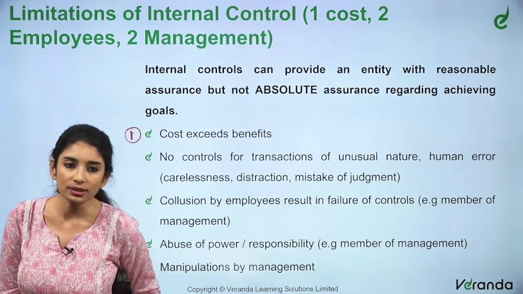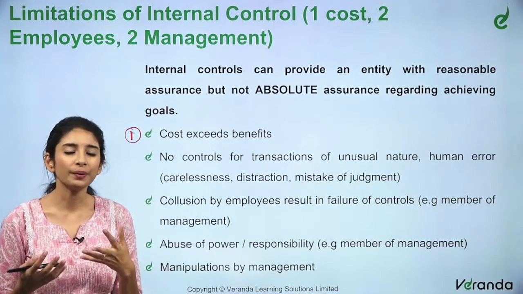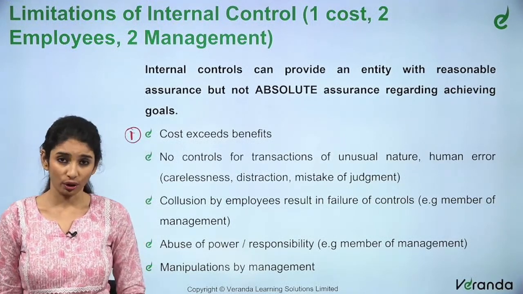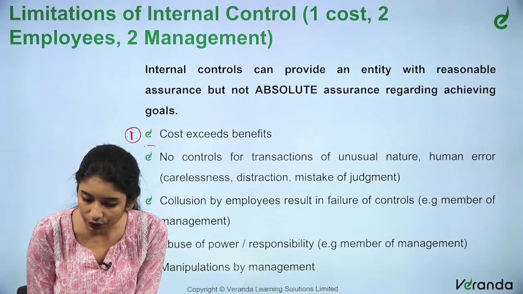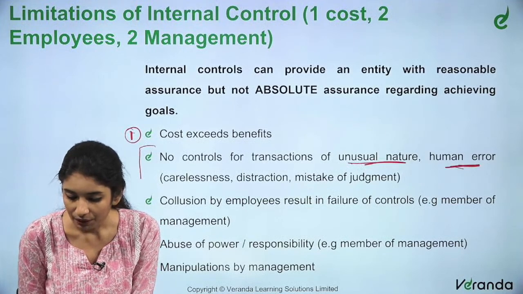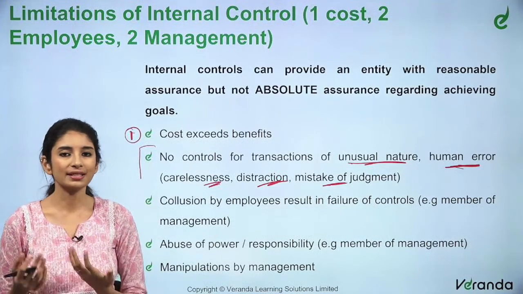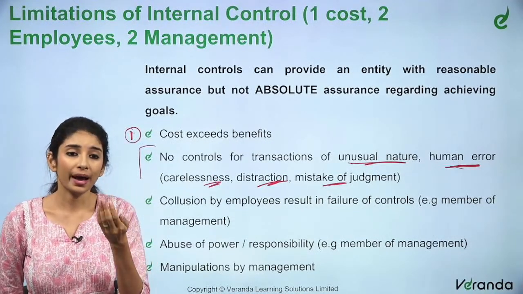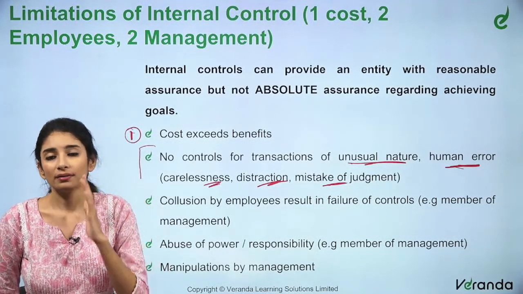I have good controls in place, but the employee has made a human error or a transaction of an unusual nature that I never thought of. Okay, can I have controls for that? No. So, no controls for transactions of unusual nature or human error. For example, carelessness, distraction. Because of all of that, he's made some mistake and my system is not going to find that out. For example, an invoice which is for 10,000 is entered in the system as 1,000.